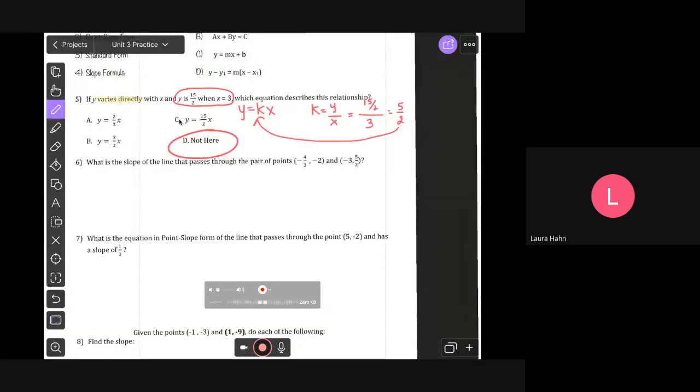So it doesn't matter which way you do it. Either way of those will work. You have to do it this way when you don't have answer choices. But if you have answer choices, plug in. If it gives you an x and a y, plug it in and check it out.